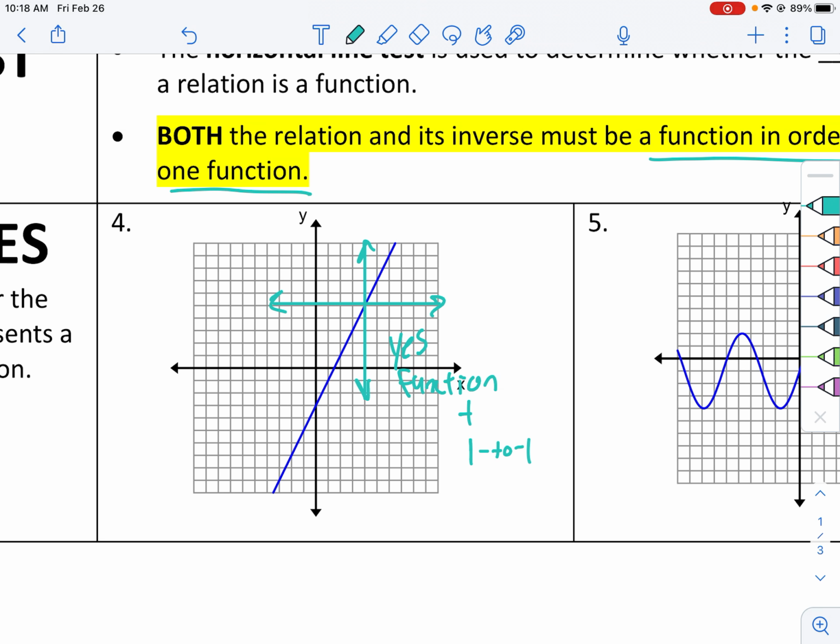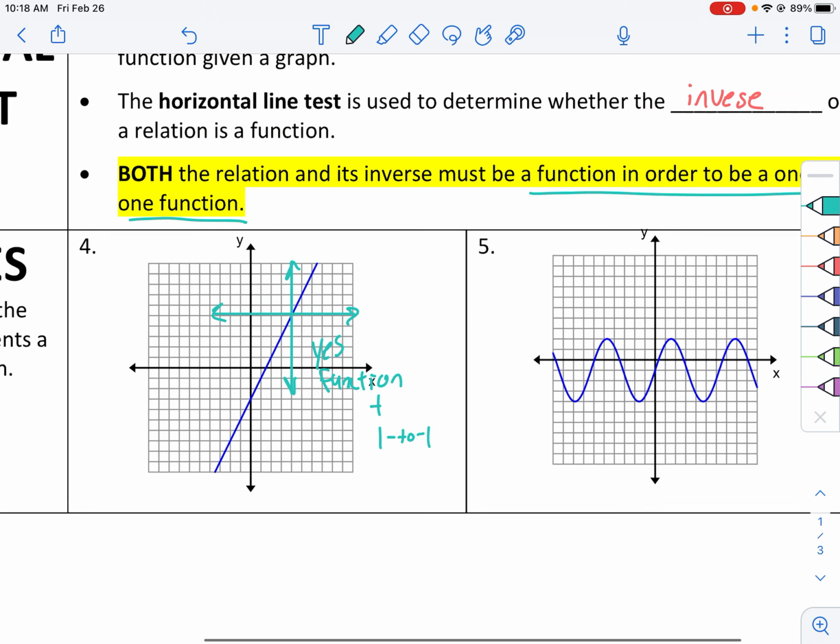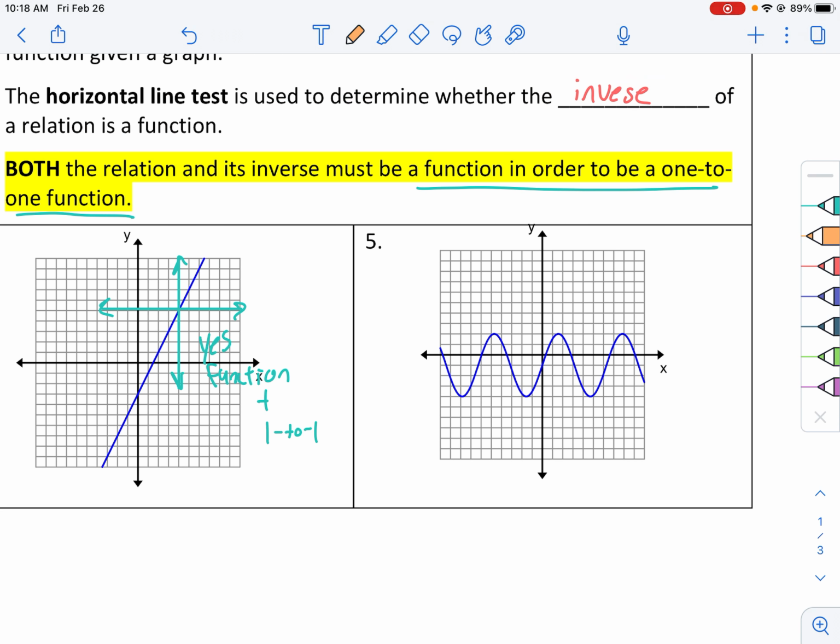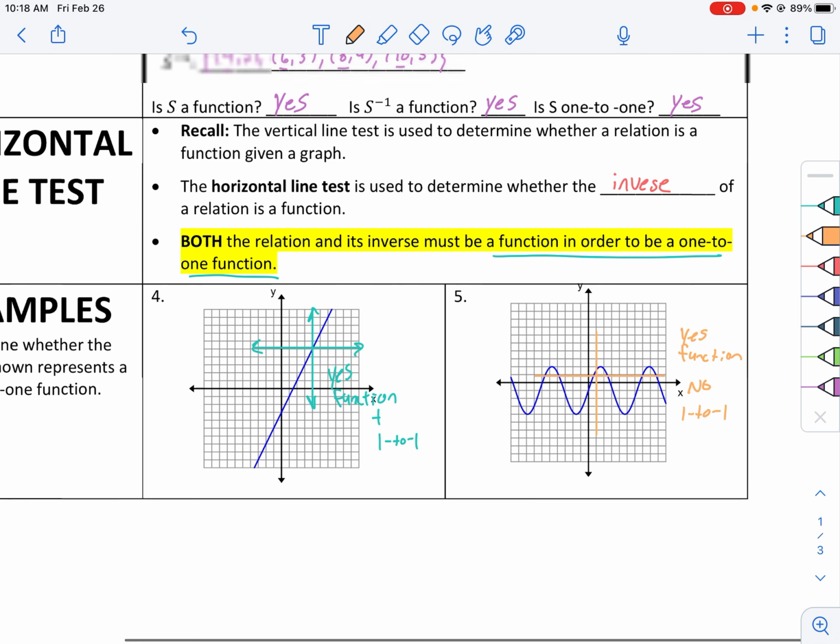One-to-one. So, passes both the vertical and the horizontal line test, means it's one-to-one. We take a look at this next one. So yes, we're a function. We pass the vertical line test, but then we try to draw a horizontal line test. So yes, function. No, one-to-one. Alrighty.